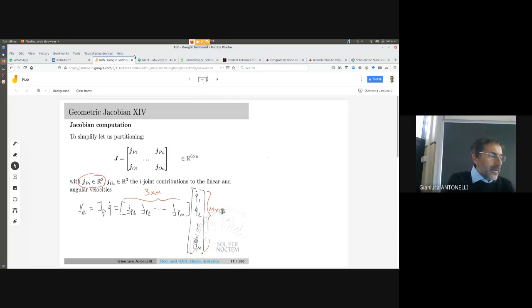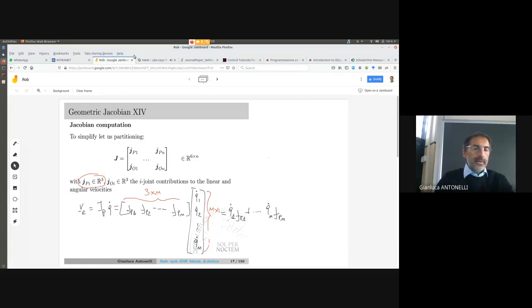Now, if I just apply the definition of matrix multiplication, I can write this as q dot 1 multiplied by JP1 plus ... plus q dot n JPn. The linear velocity of the end effector is given by the sum of n vectors, where each vector has an amplitude given by the product of the two. Those are not unit vectors, the ones of the Jacobian. But q dot i is a scalar, the contribution of the velocity of each joint, and the column of the Jacobian gives a direction with an amplitude as well.